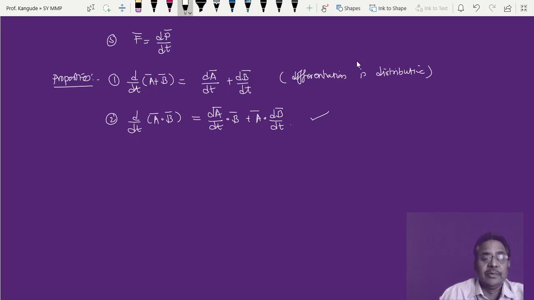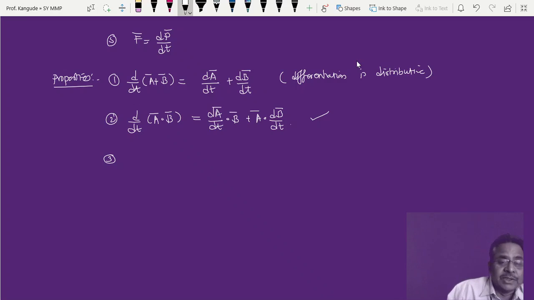So here d by dt of the dot product A bar dot B bar is given by dA bar upon dt dot B bar plus A bar dot dB bar upon dt. There is no need to prove all these quantities. That is not necessary here.